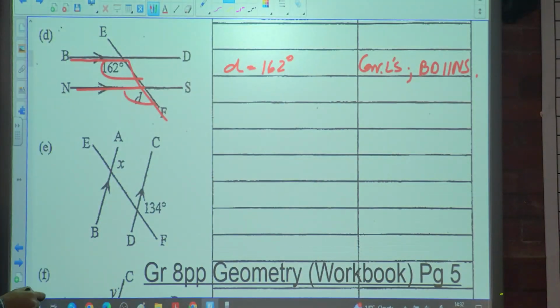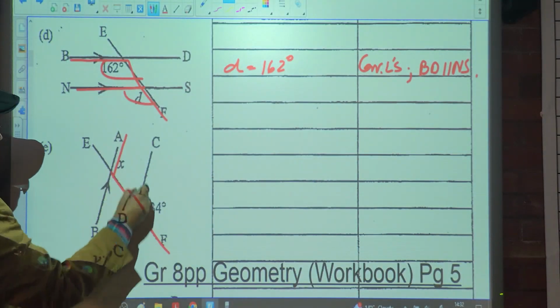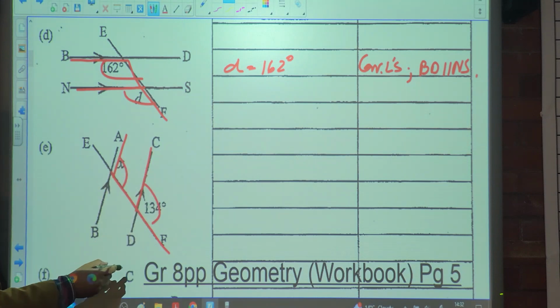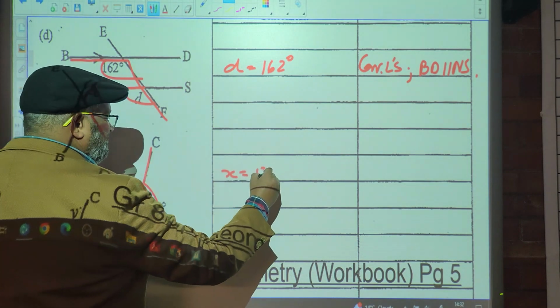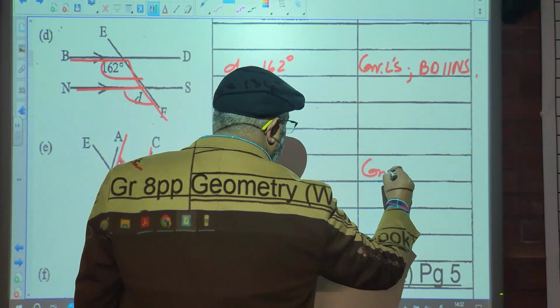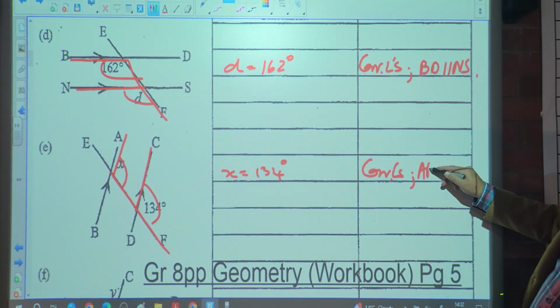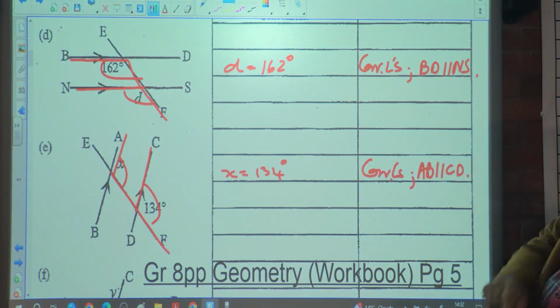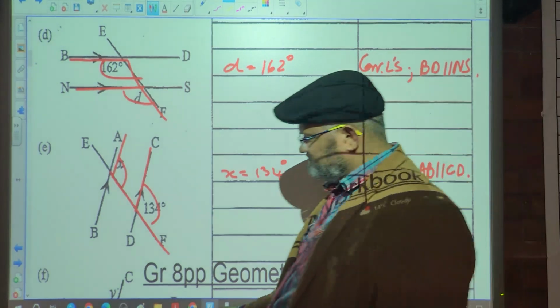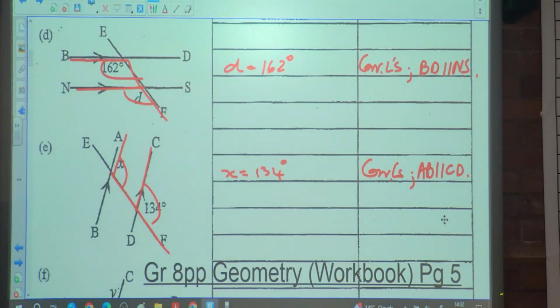I'm going to calculate X. Again, corresponding angles. Can you see that, people? So X is equal to 134. Corresponding angles with AB or BA being parallel to CD. Okay. See any confusion thus far? Anybody? Okay.